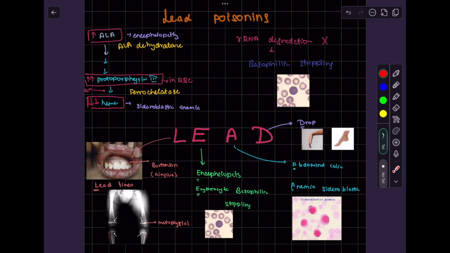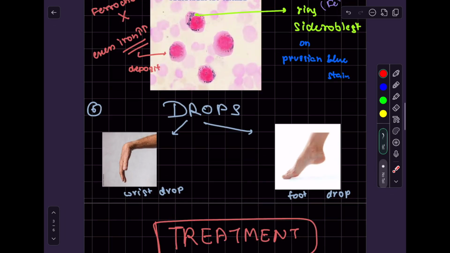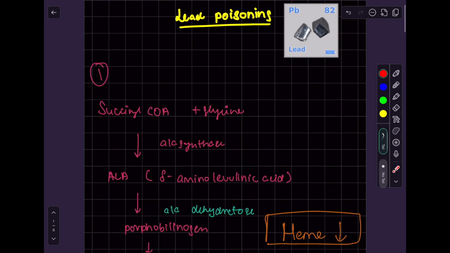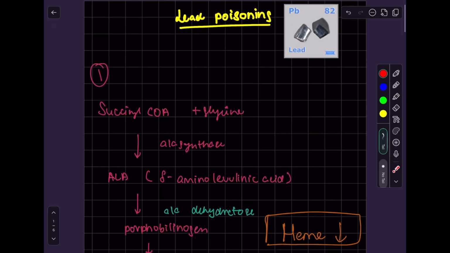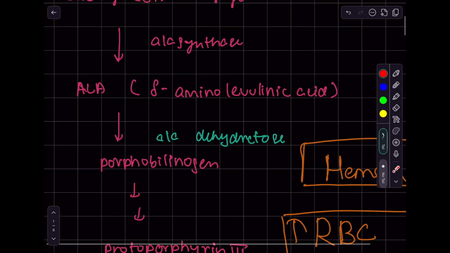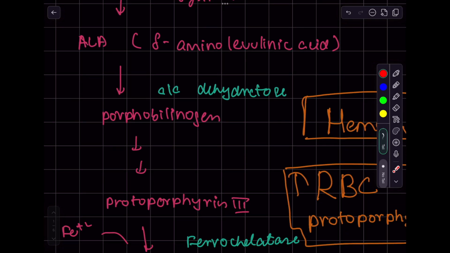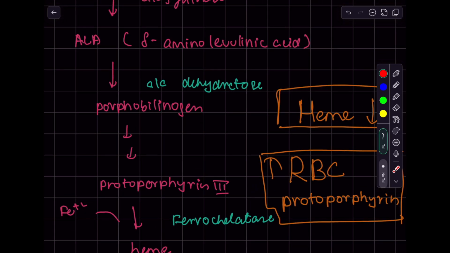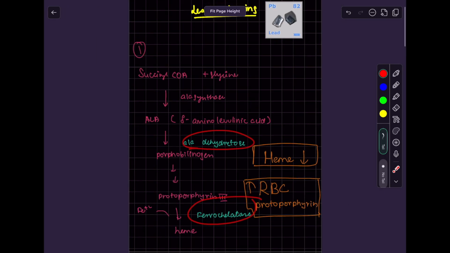Lead poisoning. In this page, I have summarized every important point related to lead poisoning, but before we get into it, we'll discuss the pathophysiology of lead poisoning. Lead causes its toxicity mainly by affecting heme synthesis, and that too by affecting two important enzymes called ALA dehydratase and ferrochelatase.